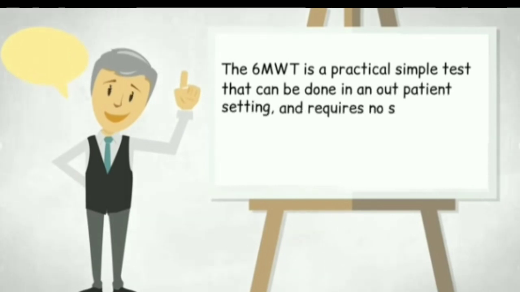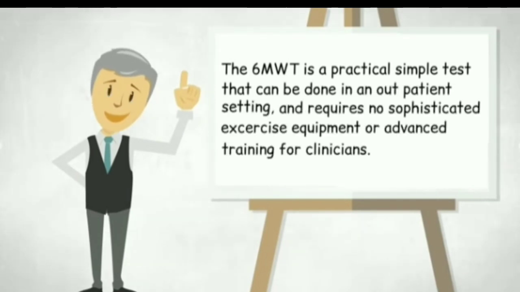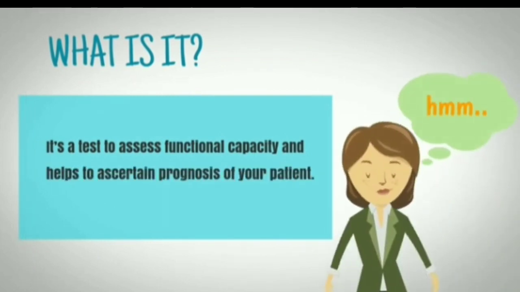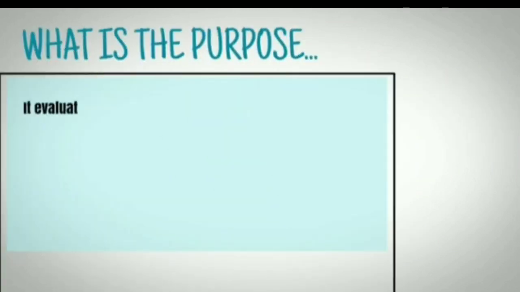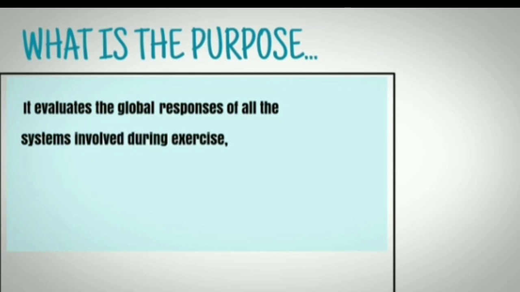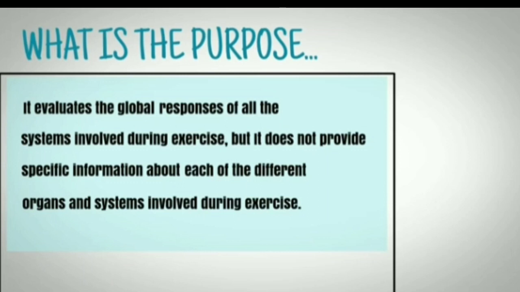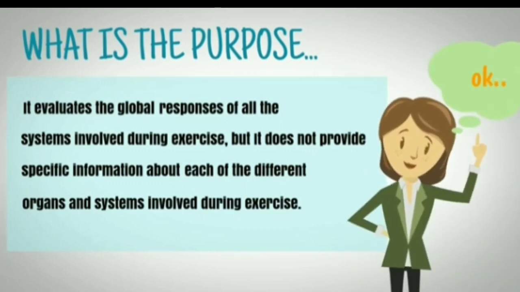The 6 minutes walk test is a practical, simple test that can be done in an outpatient setting and requires no sophisticated exercise equipment or advanced training for clinicians. It's a test to assess functional capacity and helps to ascertain prognosis of your patient. It evaluates the global responses of all the systems involved during exercise, but it does not provide specific information about each of the different organs and systems involved during exercise.